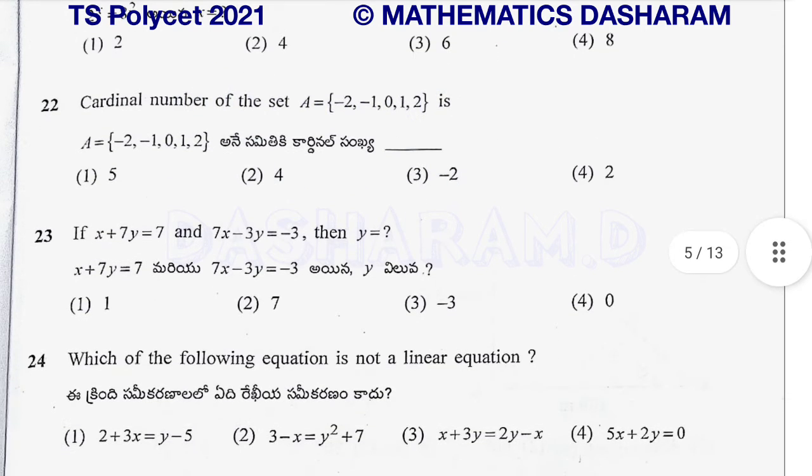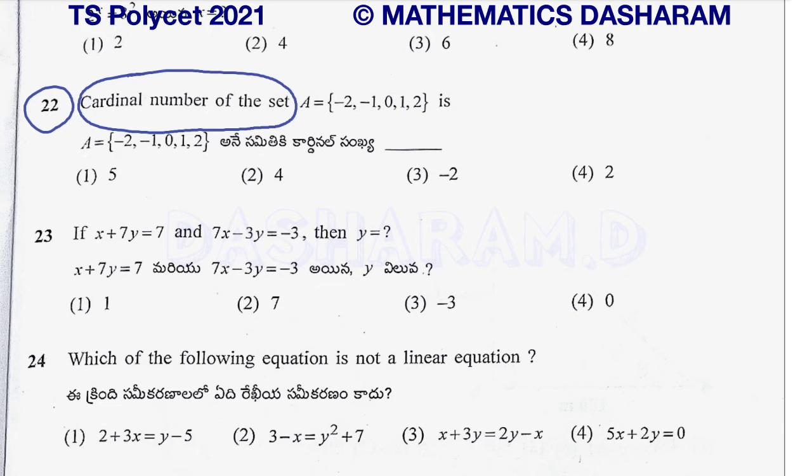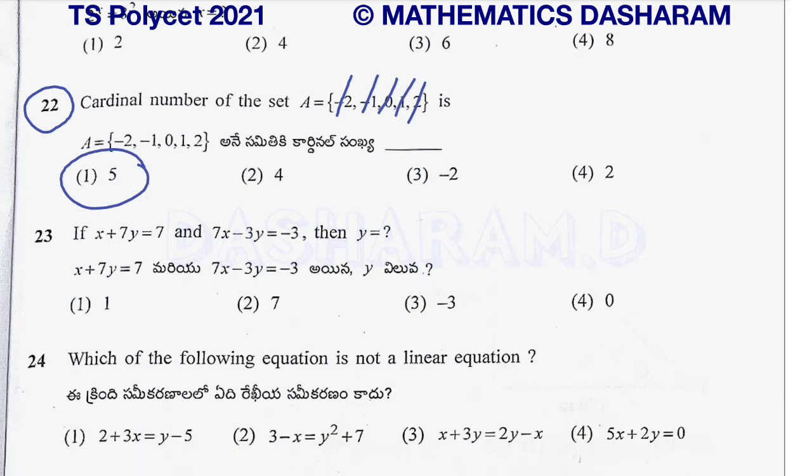Question number 22. The cardinal number of a set A equal to the set of minus 2, minus 1, 0, 1, 2 is. Cardinal number means the number of elements in the given set. So how many elements are there? 1, 2, 3, 4, 5. So here option 1 is correct.